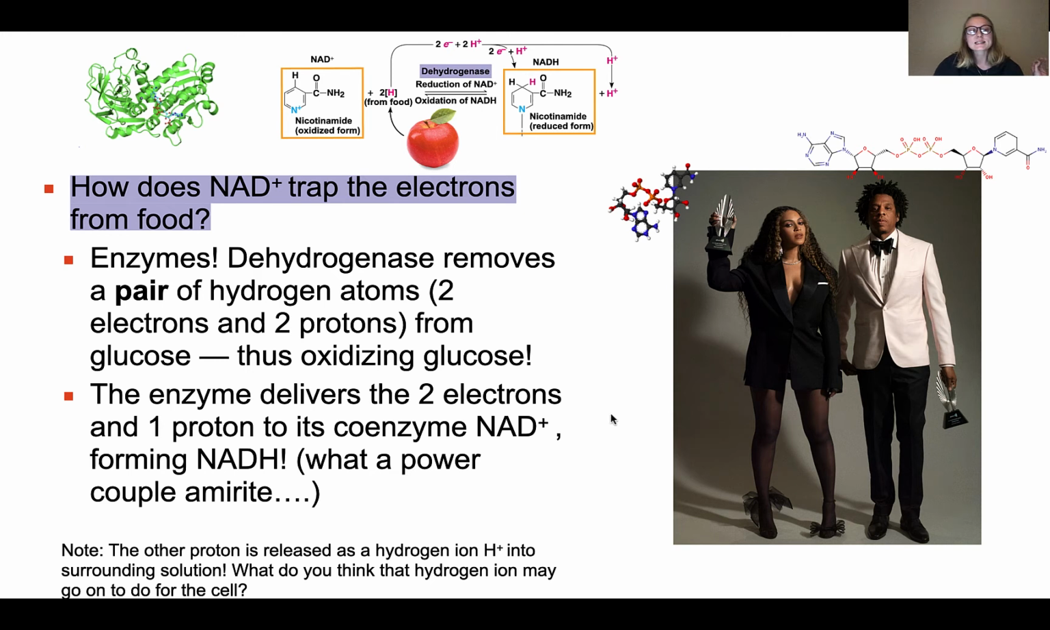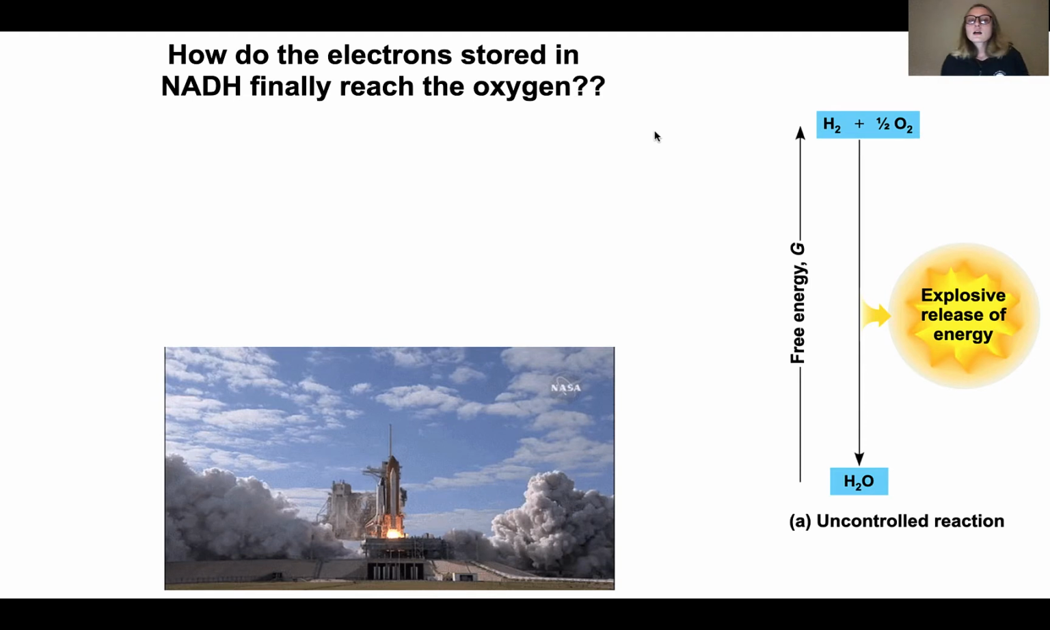So NAD+ and NADH are a great power couple. Now, notice I said that only 1 proton is donated. That is because the other proton is going to be released as a hydrogen ion into the surrounding solution. Maybe that hydrogen ion is going to do something for our cell later on. What could it be? I'll leave you to think about it. Okay, so now we have gotten the electrons off of glucose. They're stored on NADH, but how do those electrons finally reach oxygen?